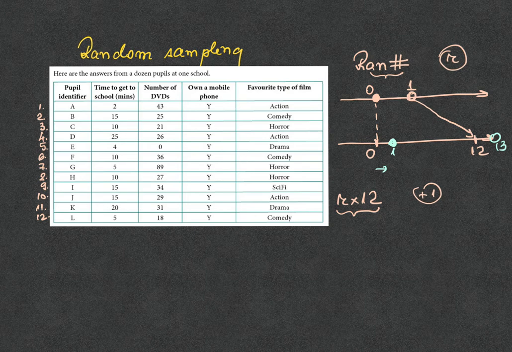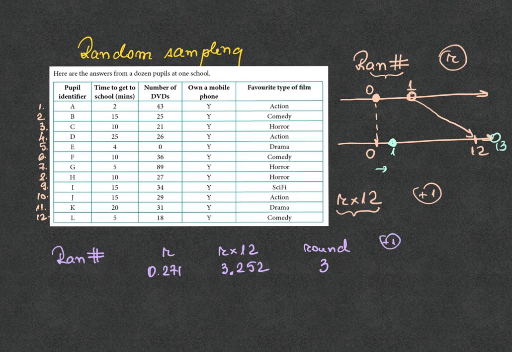So let's try. By using this command on my calculator, I get 3.252. So I just round to 3, and then I add 1, and I get 4. So I pick the 4th element. The 4th element is element D. And I read whatever characteristics I want from this line.